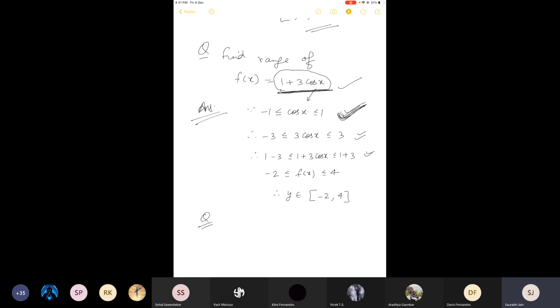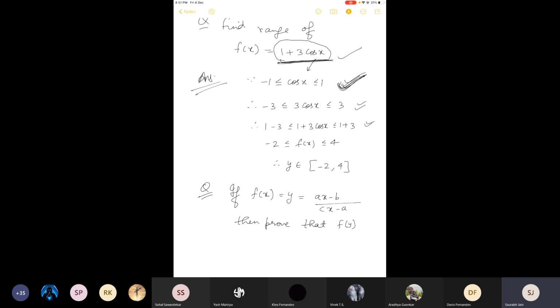Okay, then I'm taking the last question for today. The question is, if f(x) equals y equals (ax minus b) upon (cx minus a), then prove that f(y) is equal to x. f(y) is equal to x. This is the question.